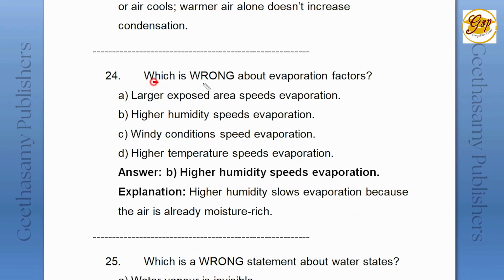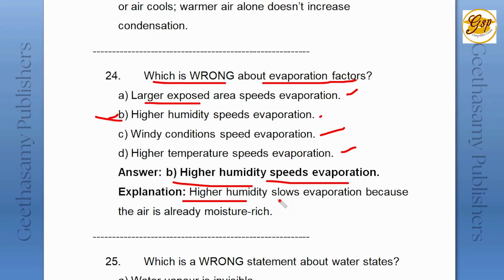24th question. Which is wrong about evaporation factors? Larger exposed area speeds up evaporation. Higher humidity speeds up evaporation. Windy conditions speed up evaporation. Higher temperature speeds up evaporation. So B is wrong, that is, higher humidity speeds up evaporation. Higher humidity slows evaporation because the air is already moisture rich.